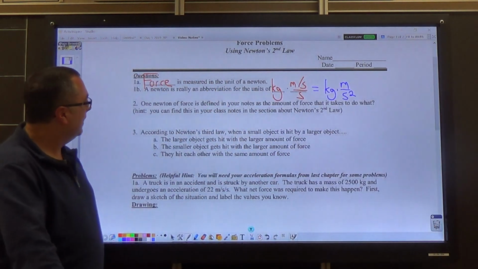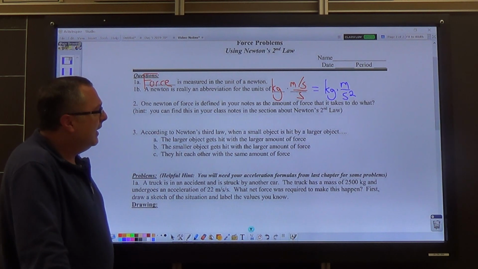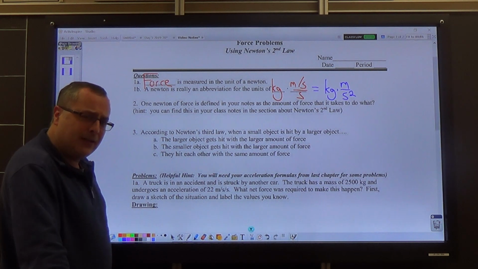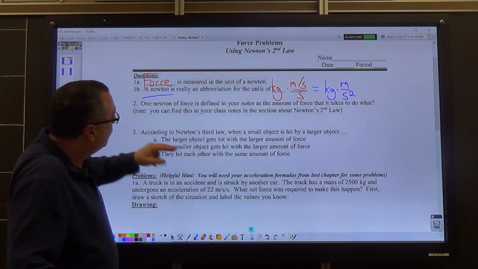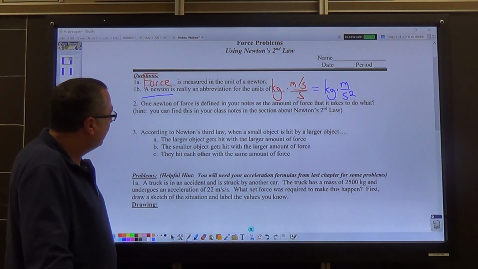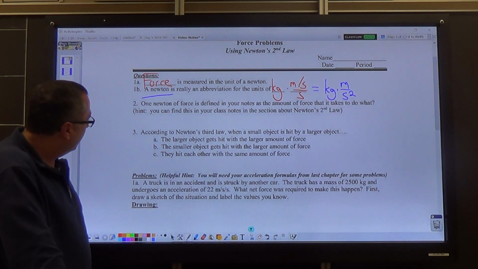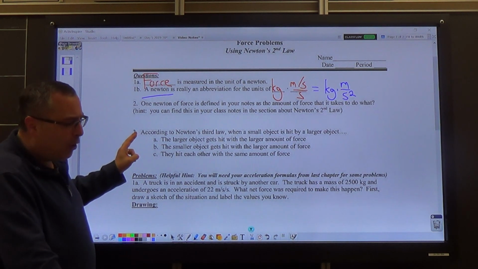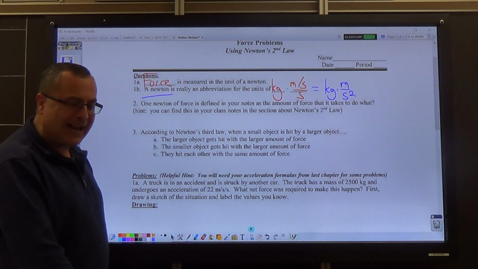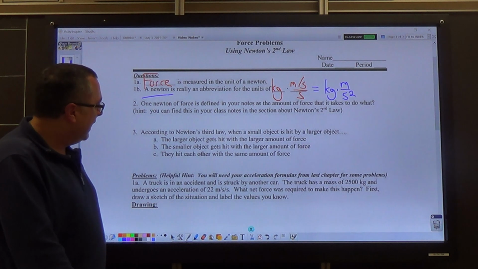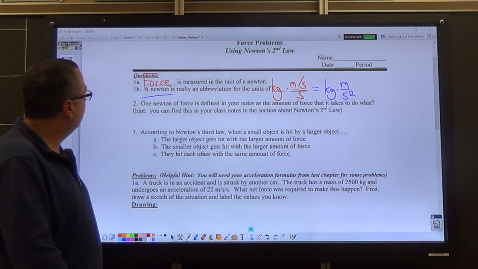That's going to come up when we break newtons down, and you have to divide by kilograms or meters per second, and you'll see what cancels out and what's left. So we do want you to have that memorized, that a newton could be broken down into this. 1 newton of force is defined in your notes as the amount of force it takes to do what? Now I'm not going to write that all the way out, but if you do recall, we said that that will be on the test. We want you to understand how much of a force is a newton, and it'll make 1 kilogram accelerate 1 meter per second faster every second.